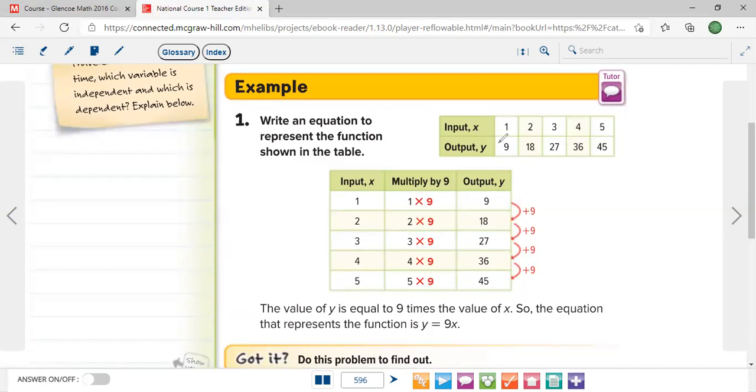So you can say that if you want to find y, this will be x multiplied by 9, means the function y equals 9x, like is mentioned here. See how easy? Just try to discover what's happening from x to y.